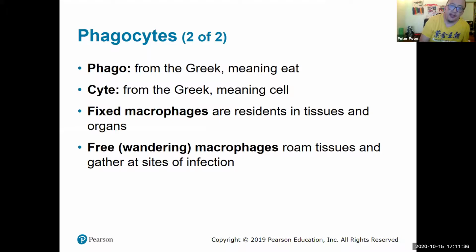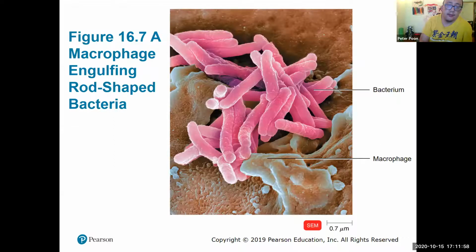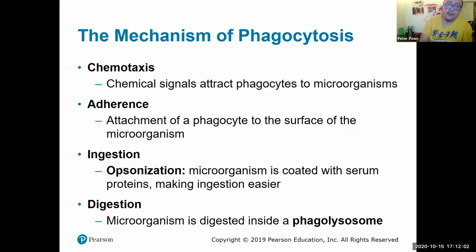Okay, phagocytes, cellular eating. Fixed macrophages are residents in tissues. They're usually named after whatever tissue they're in. The ones in the lungs are called dust cells. The ones in the liver are called Kupffer cells, and other cells. And they eat bacteria. So you can see that happening here.